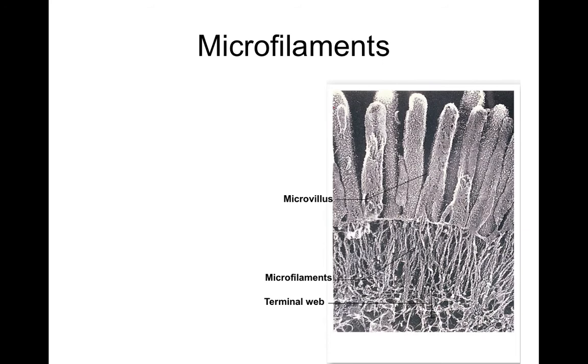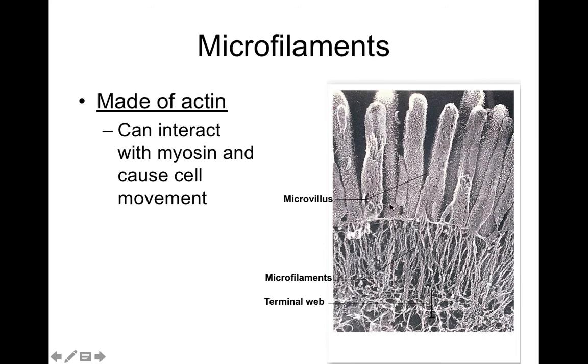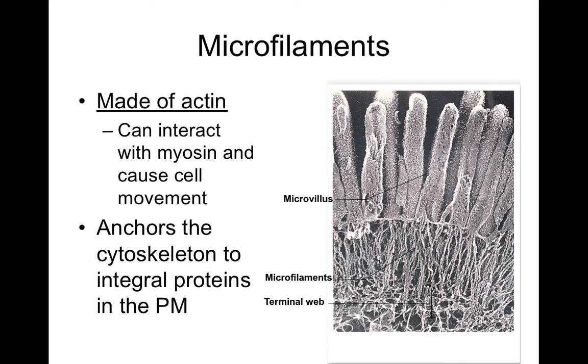So microfilaments, as we talked about, in the intestinal cells, we have these beautiful microvilli, and you can see the terminal web inside that creates this beautiful cytoskeleton. Now, these microfilaments are made of actin. They can also interact with myosin, as in the case of your skeletal muscles, in order to cause movement.